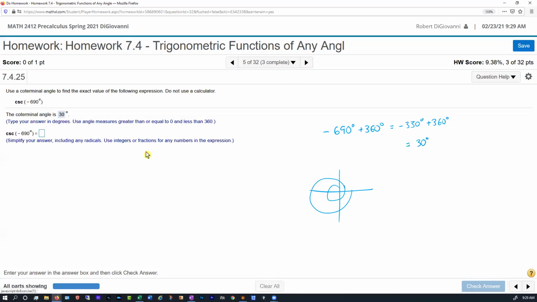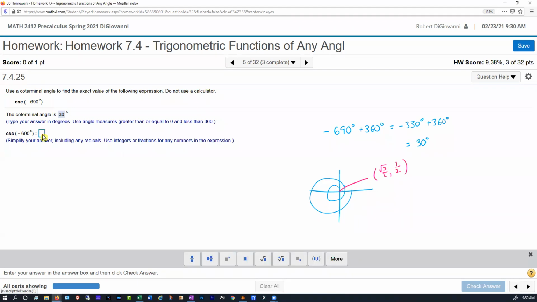And then I want cosecant of that. So we're at 30 degrees. 30 degrees is here, and that's going to be √3/2, 1/2. And since we're looking for cosecant, we're looking for the reciprocal of sine. So reciprocal of the y coordinate, we should just have 2.